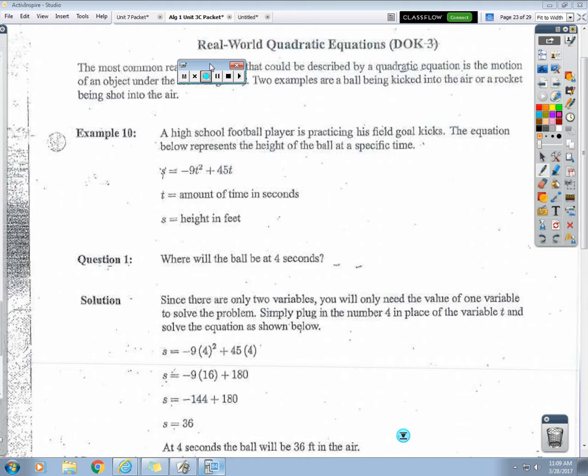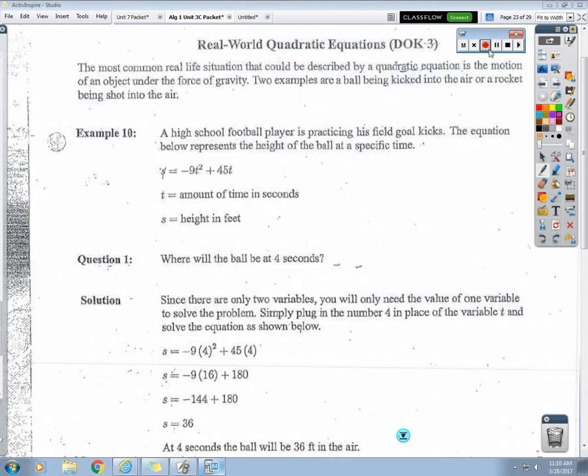Okay, so today we're doing the last topic, which is quadratic equations in real world situations, so word problems. These are not that hard if you just pay attention. The most common real life situation that could be described by a quadratic equation is the motion of an object under the force of gravity. Two examples are a ball being kicked into the air or a rocket being shot into the air.